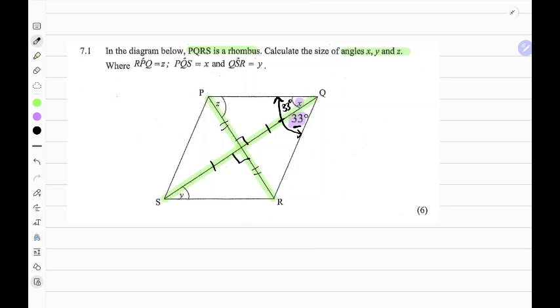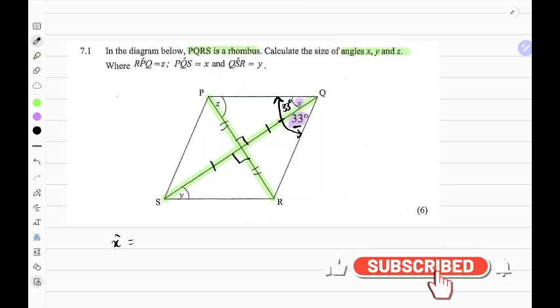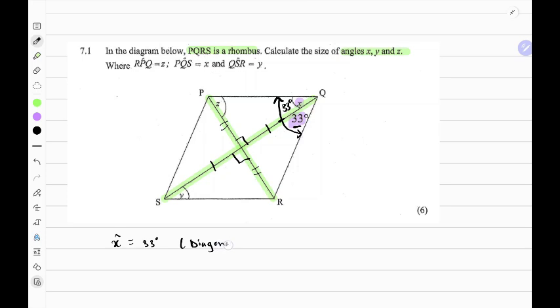To write this down algebraically, we can say that angle X equals 33 degrees, and the reason is diagonals of a rhombus bisect interior angles. So let's find the size of Y.